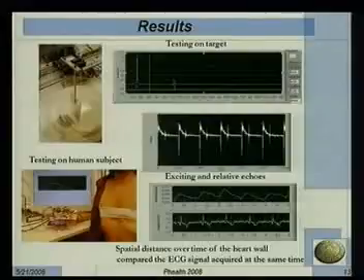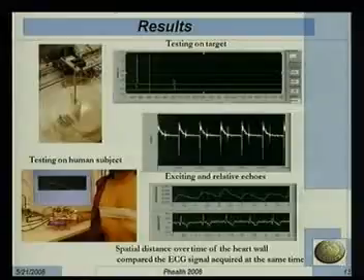Here you have the results. We tested the transducer by using a target and by emitting an impulse. The impulse was generated by the transducer. The transducer was suitably excited.